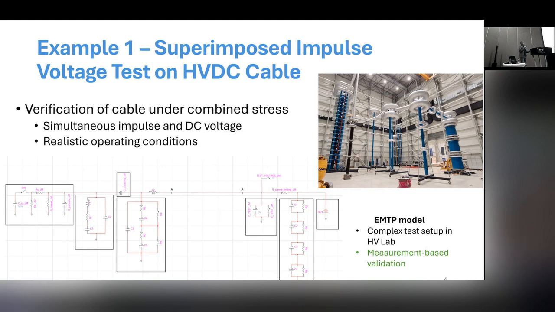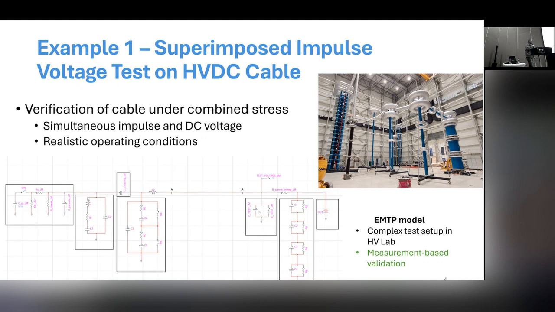Okay, so the problem is how to simultaneously apply impulse and DC voltage. Here you can see the EMTP model, a simplified model of the impulse generator and impulse voltage divider. This is the test object, the cable, represented by a simple capacitance and conductance to ground. Here is the model of the universal voltage divider, which measures DC plus AC stress on the cable. On the right side, we can see the DC source and DC divider.